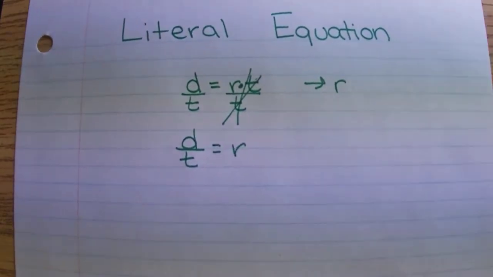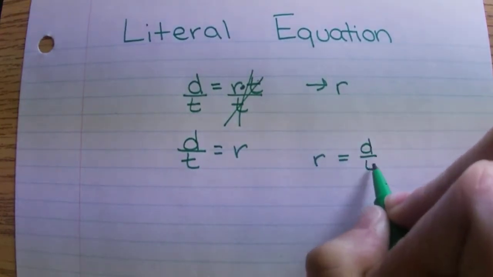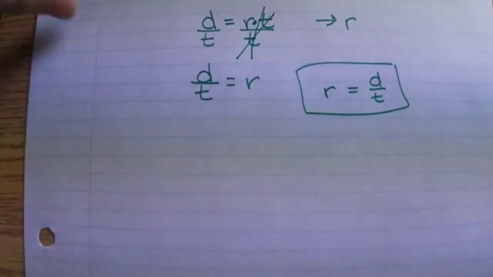We have R by itself, so we might rewrite this to say R equals D over T, but we have now solved it for R. R is by itself. Okay, and that's the idea that we want to do for everything with literal equations. It just might have more steps to it.